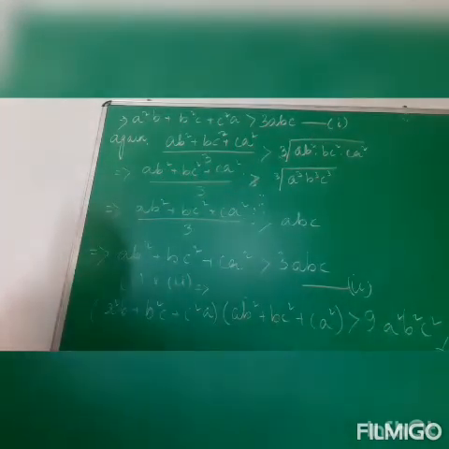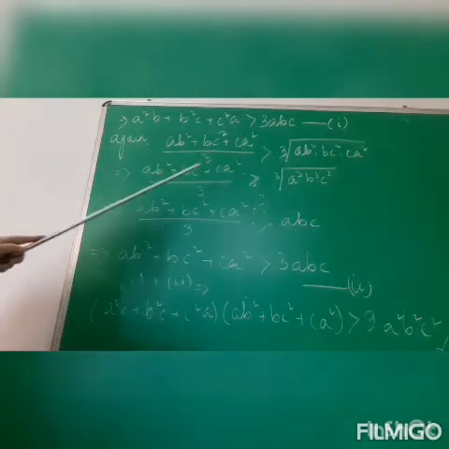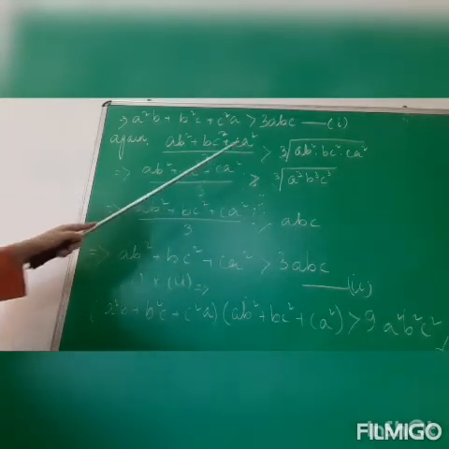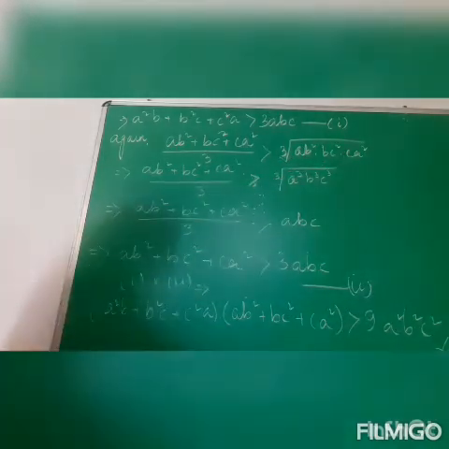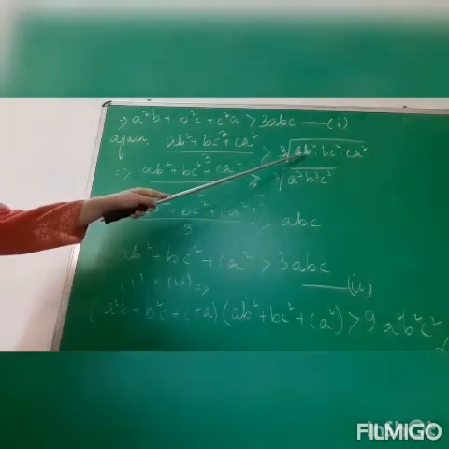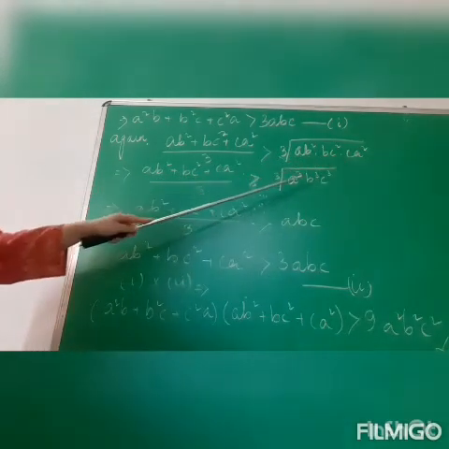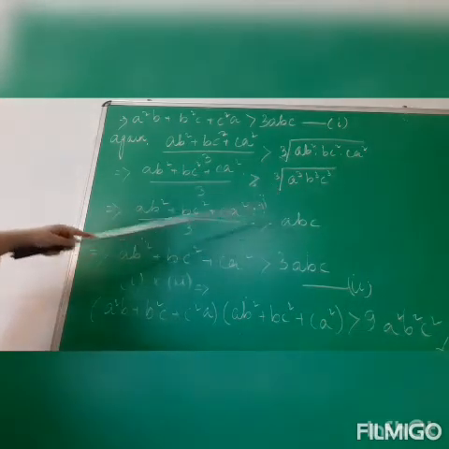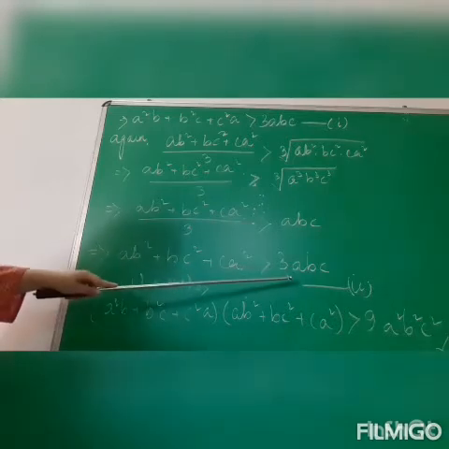Again, from the second term, it is given ab² + bc² + ca². So here also I can write the arithmetic mean as (ab² + bc² + ca²) divided by 3 is greater than the cube root of ab² into bc² into ca². Now again here, there is a and there is a², here there is b² and b, c² and c. So I can write here a³ into b³ into c³. Now this can be written as abc and this side remains as it is. So therefore ab² + bc² + ca² is greater than 3abc.